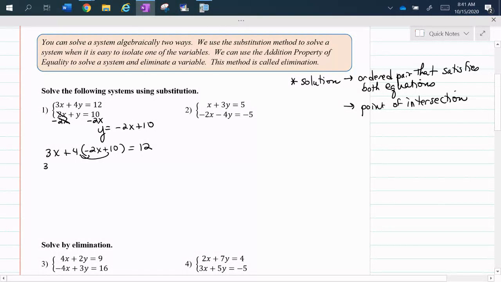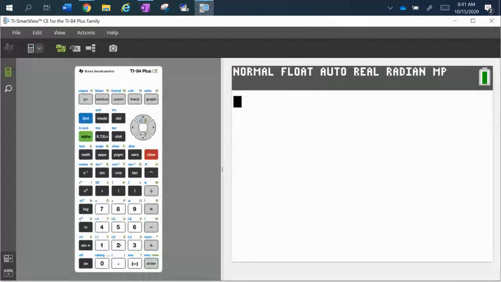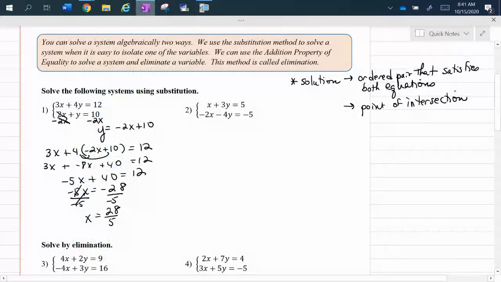So I'm going to distribute first. Negative 8x plus 40. And I'm going to add my like terms. 3x plus negative 8x is negative 5x. And I'm going to subtract 40 from both sides. 12 minus 40 is negative 28. And then I'm going to divide both sides by negative 5. And so I can leave my x value as 28 over 5, or I can go to my calculator and do 28 over 5, and I can write it as 5.6 if I want to. So I'm going to say or 5.6.